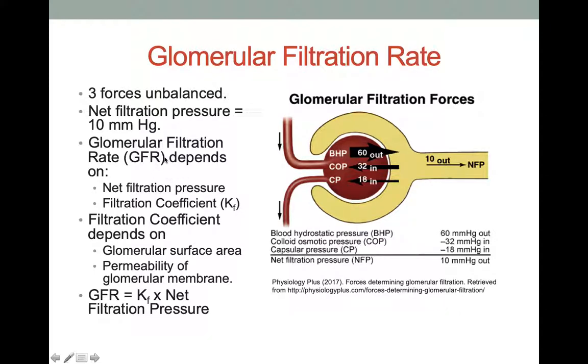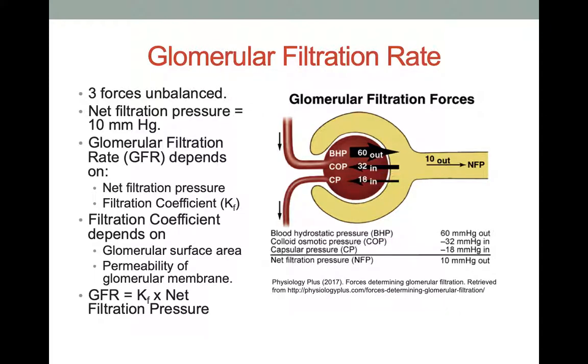And when we're looking at glomerular filtration rate, or GFR, it depends on the net filtration pressure, so we just got that one from the last part, but it also depends on the filtration coefficient, or KF value. That filtration coefficient depends on two things: the surface area of the glomerulus and the permeability of that glomerular membrane. We multiply those two things, and that gives us our glomerular filtration rate. Normally about 20% of the plasma that enters the glomerulus is filtered out, from the net filtration pressure of 10 millimeters of mercury.